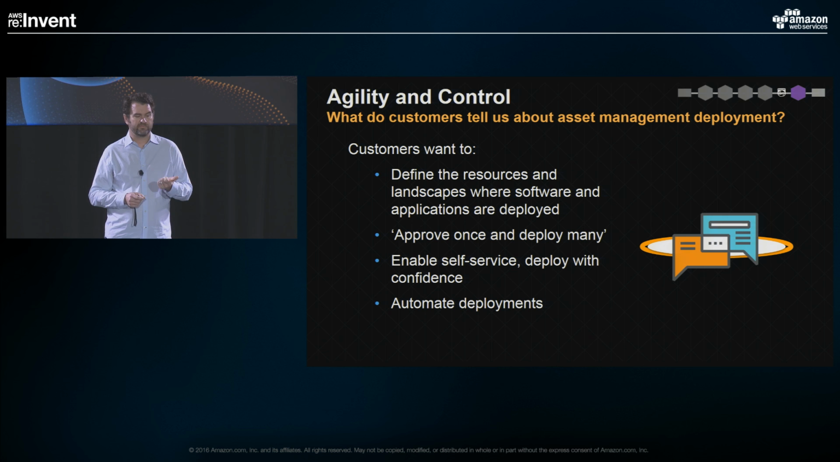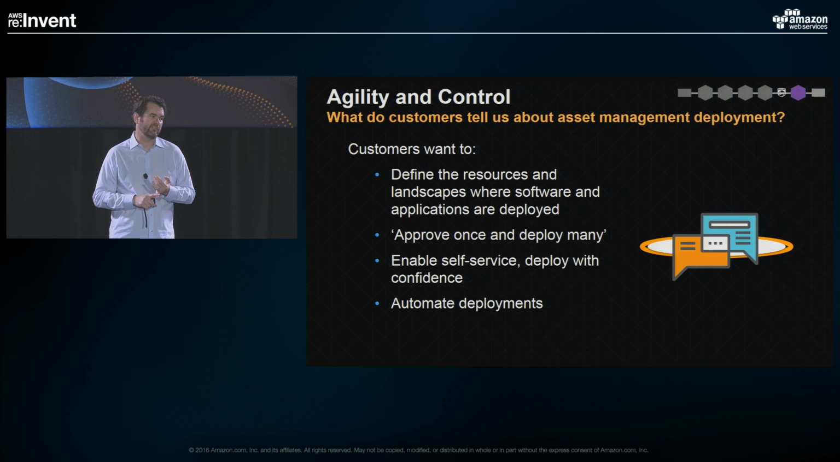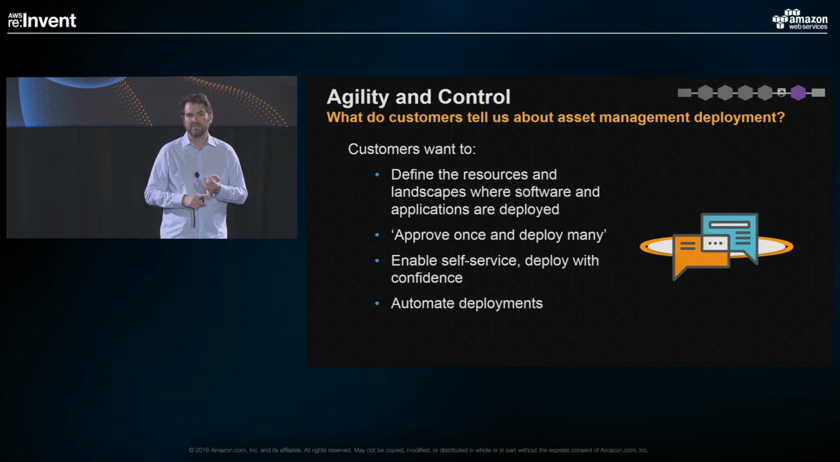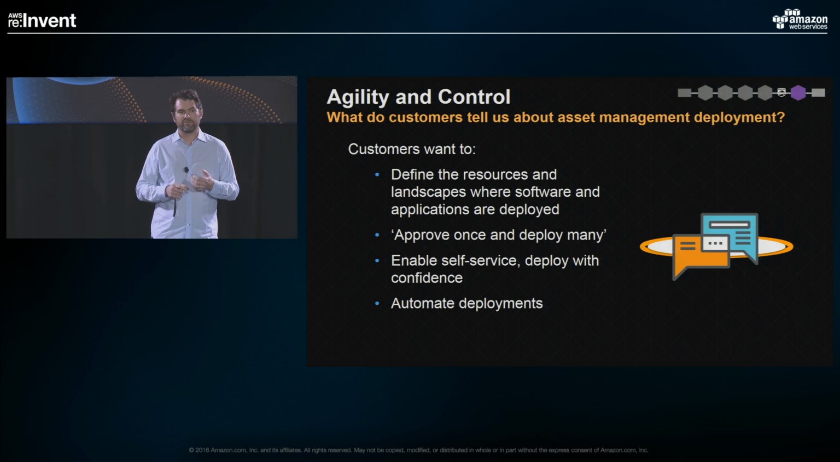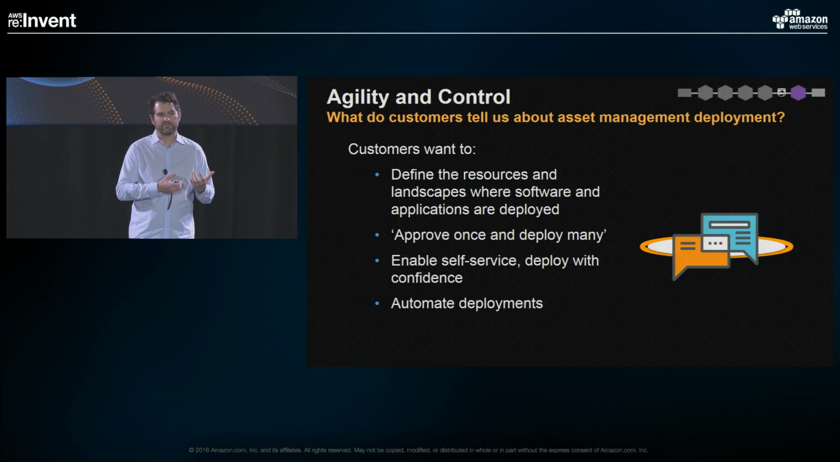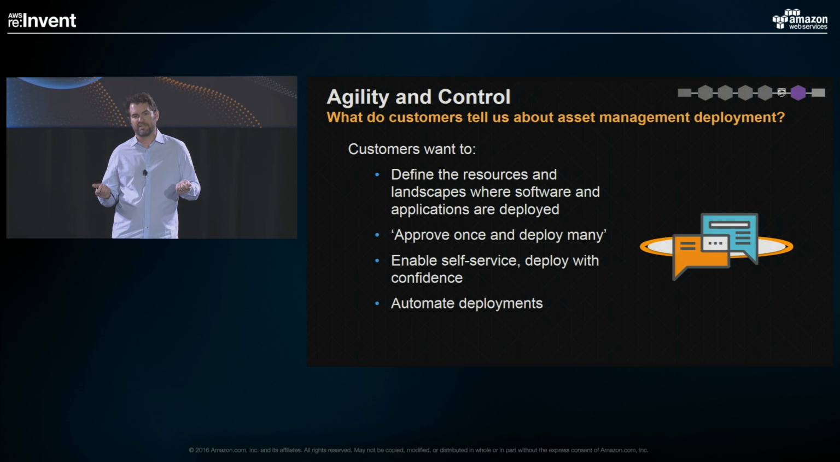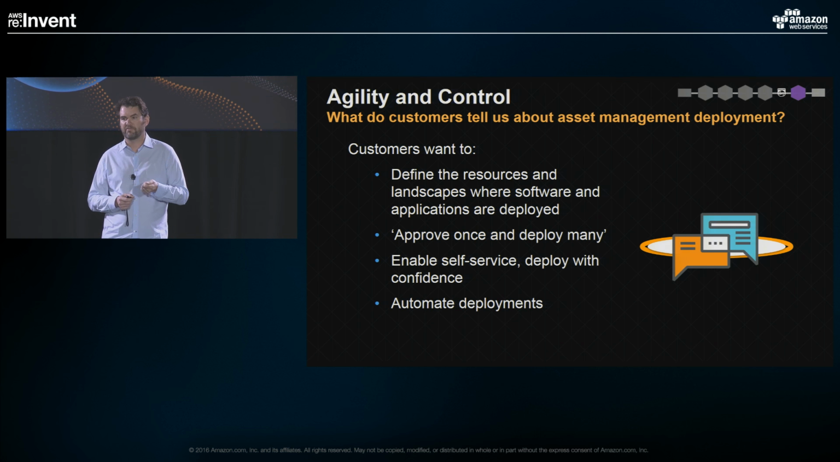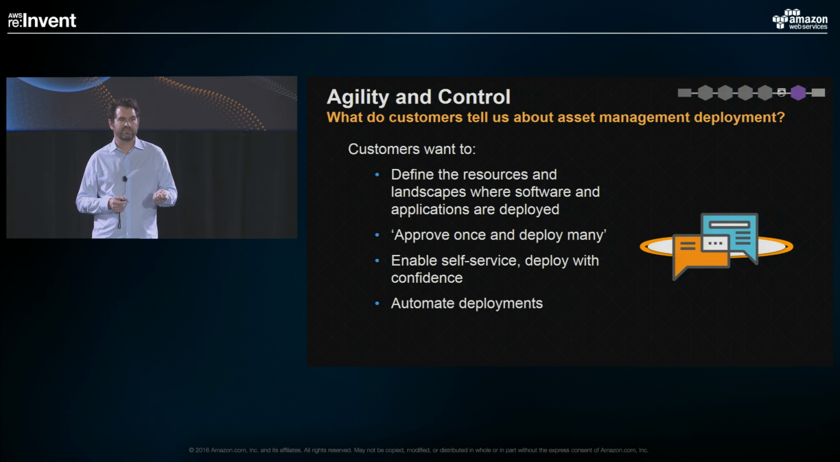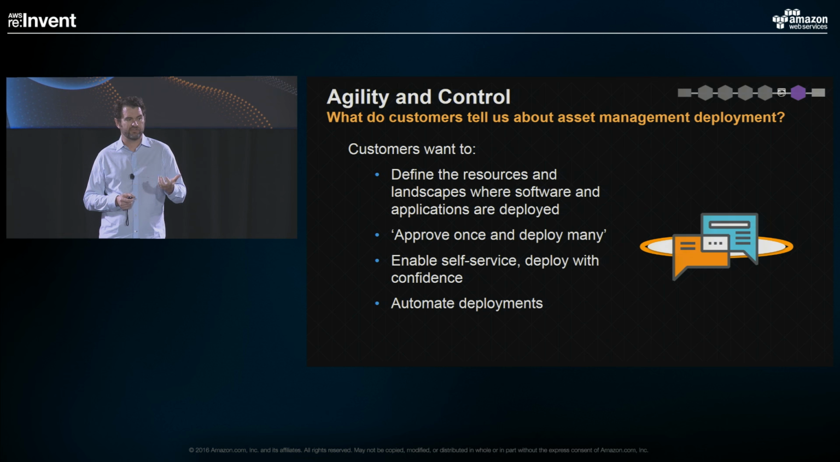Essentially, customers want to define those resources. They want to define those landscapes. They want to define those patterns and how software and applications are deployed. And they want to employ the mantra of prove once and deploy many, and make sure that they get that reusability of the standardization, so they can take those resources and apply them across their organization and get those savings, those efficiencies. And then they want self-service of deployment, but also making sure that it meets their standardization needs, their encryption needs or their security needs, and gives that self-assurance and that confidence.